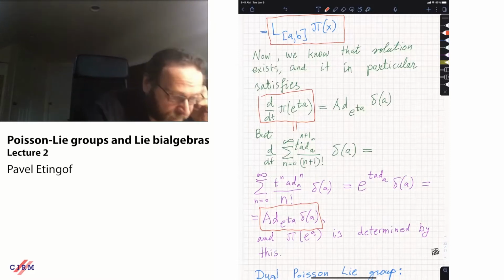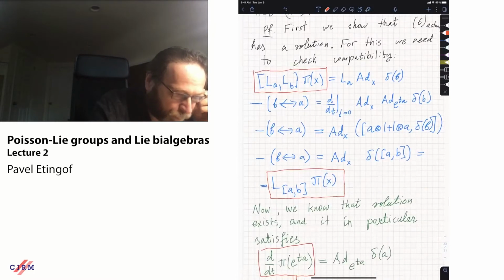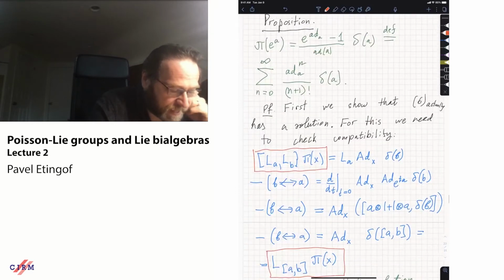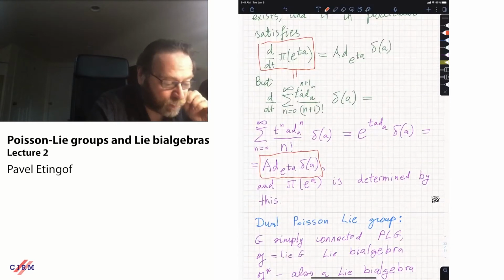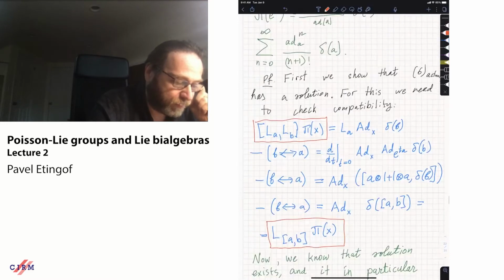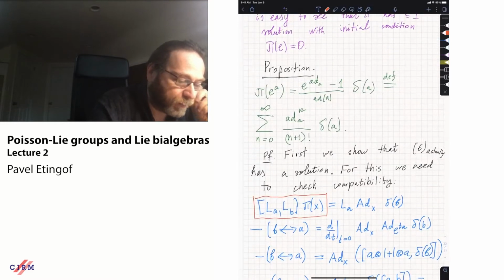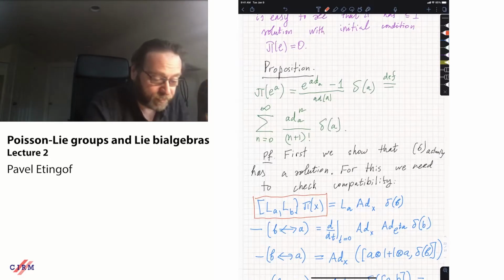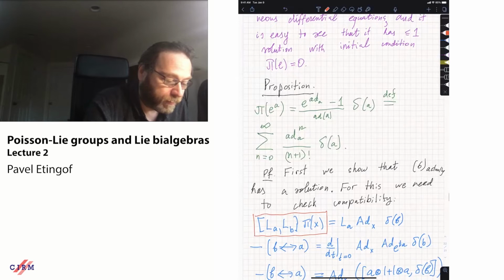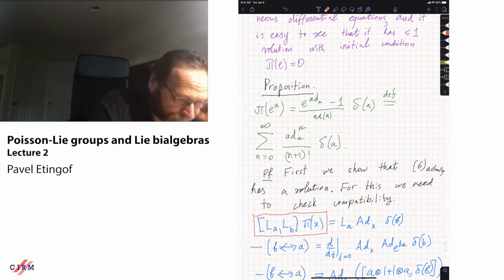So we see that the putative solution that we have at least satisfies the differential equation along this one parameter subgroup and has the correct initial condition, because if we plug in a equals 0, we do get 0 here. All terms vanish except for the n equals 0 term. In fact, all of them.